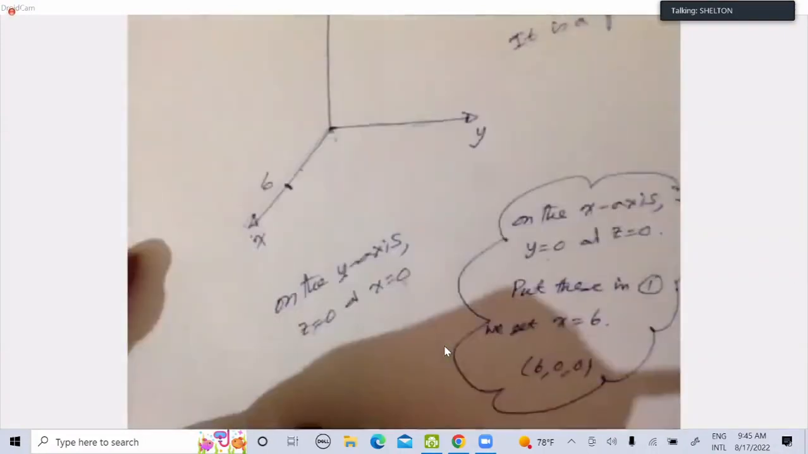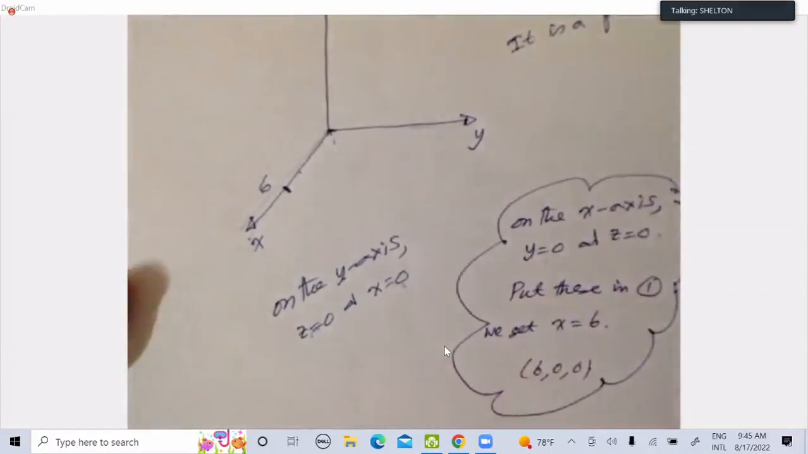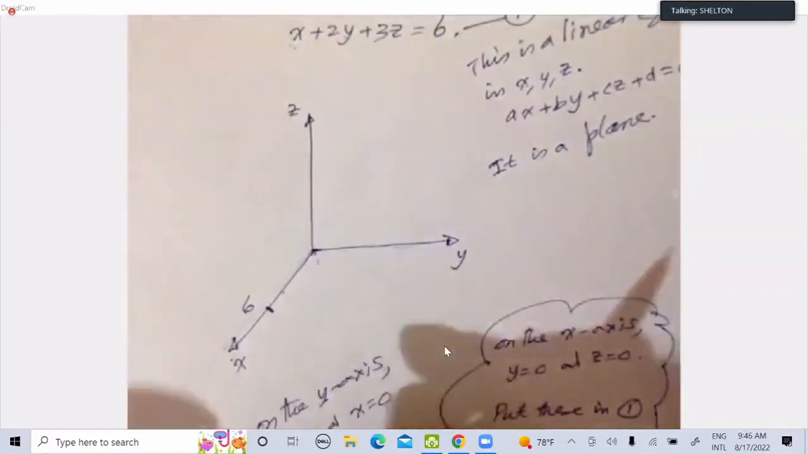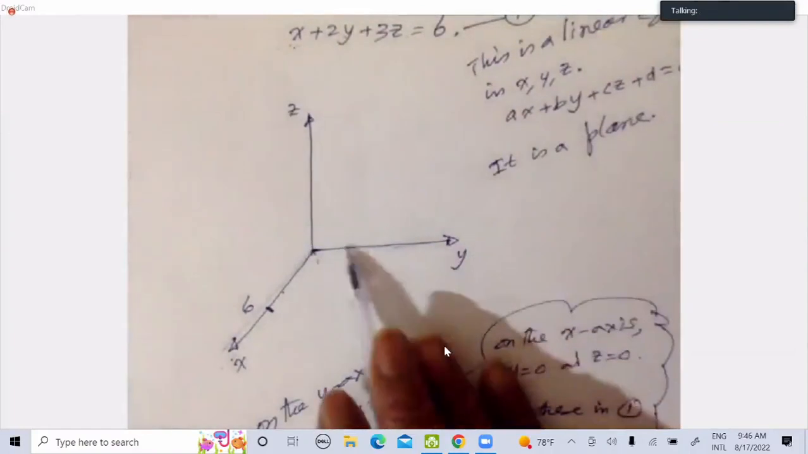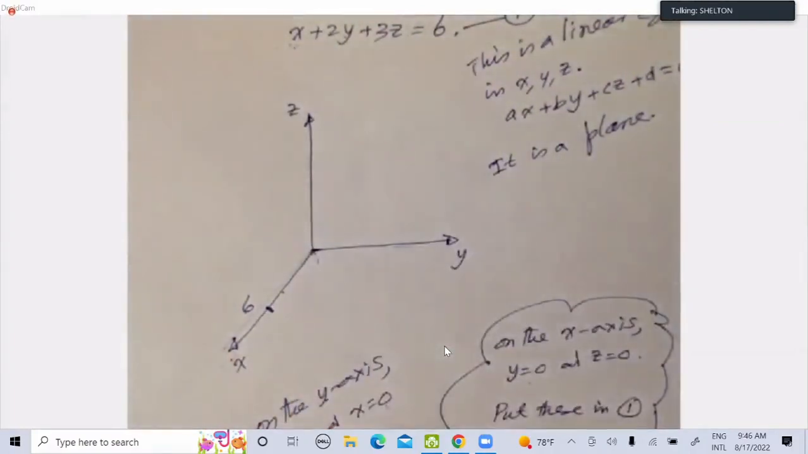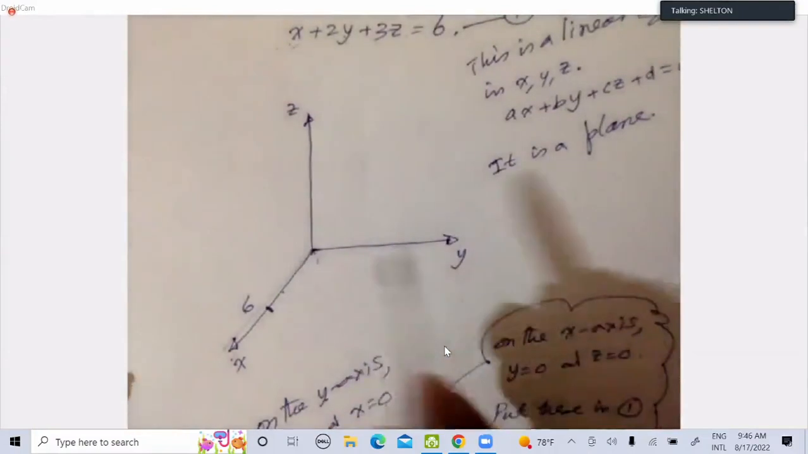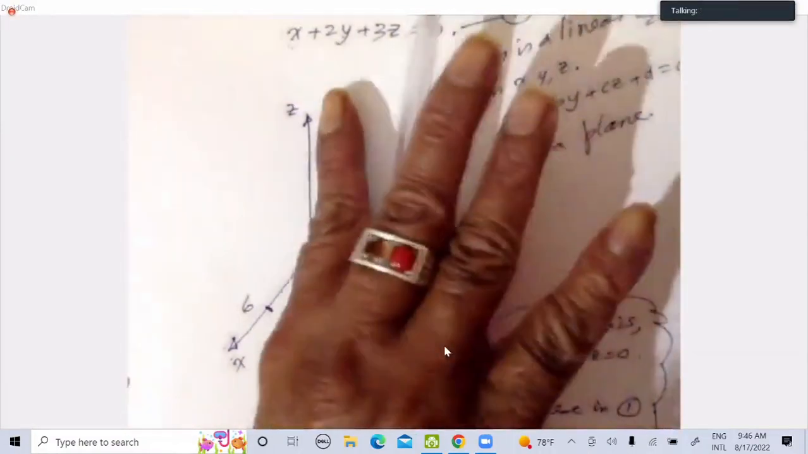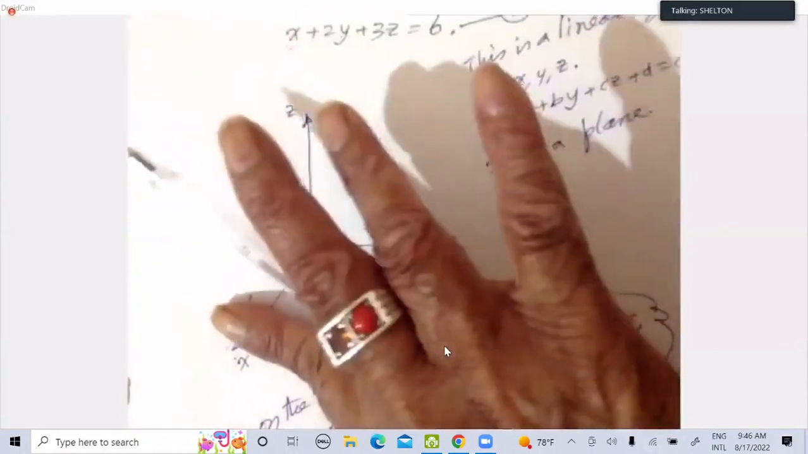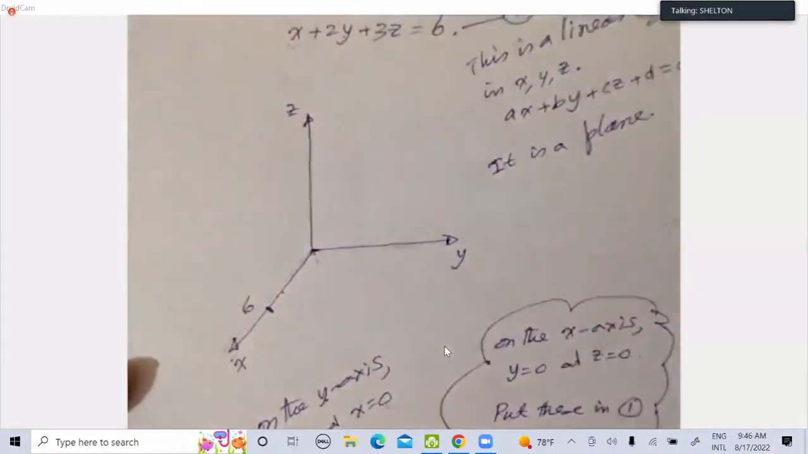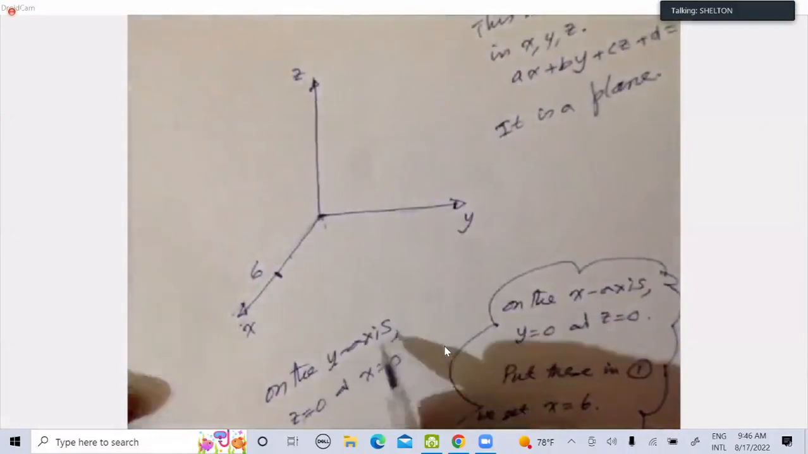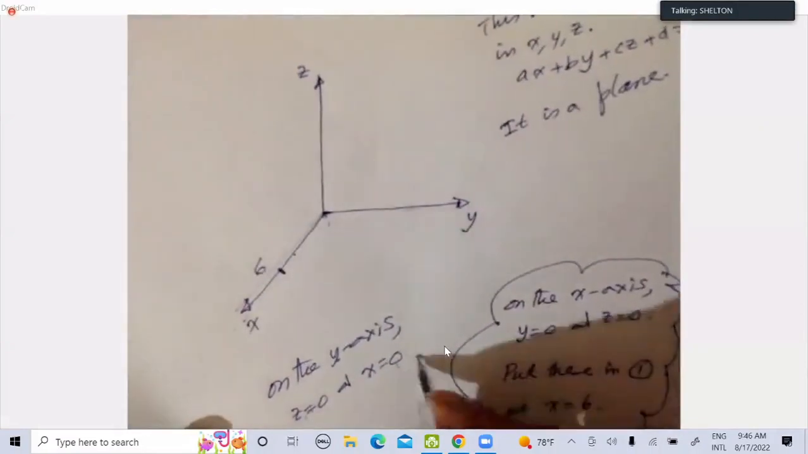So similarly, on the z-axis, that's easy. On an axis, only that coordinate is varying, the other two are zeros. The z-axis is this one, x equals 0, and this one, y equals 0. On the y-axis, these two are true.